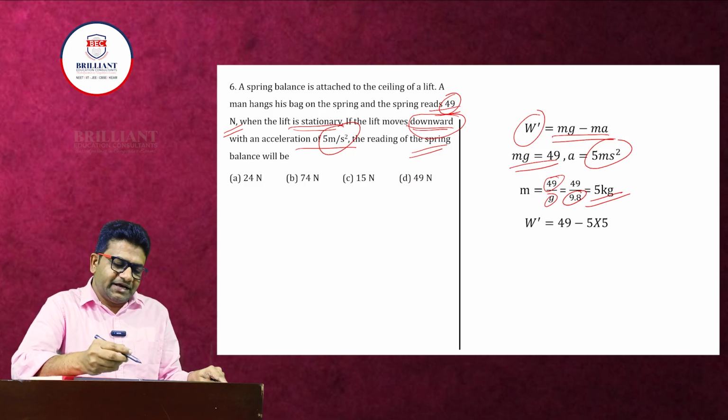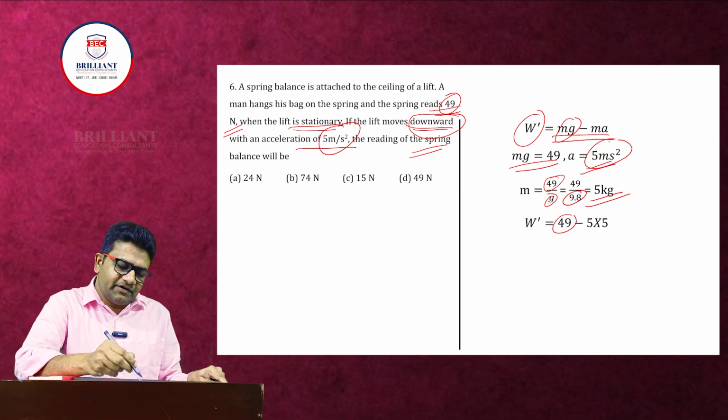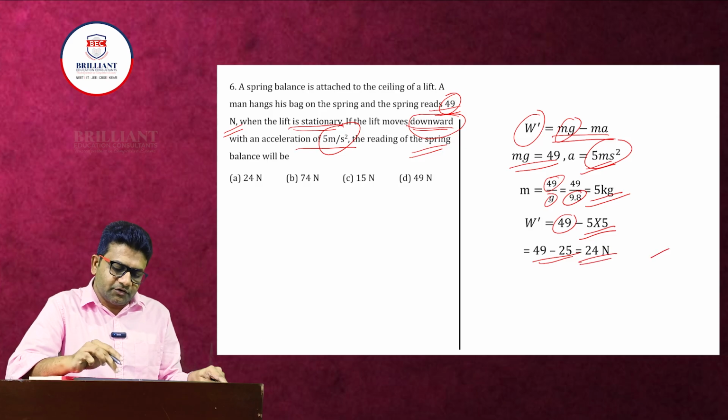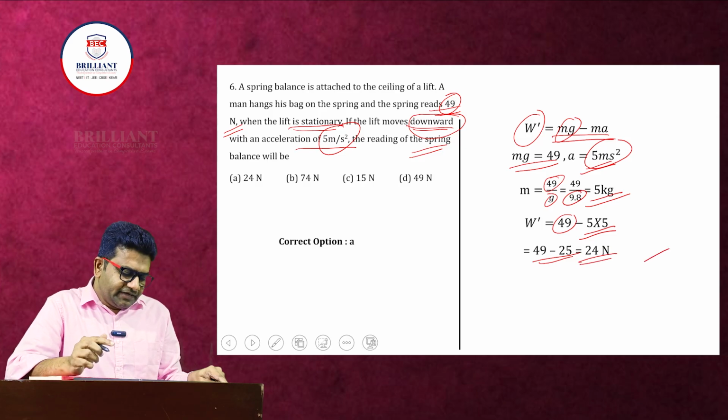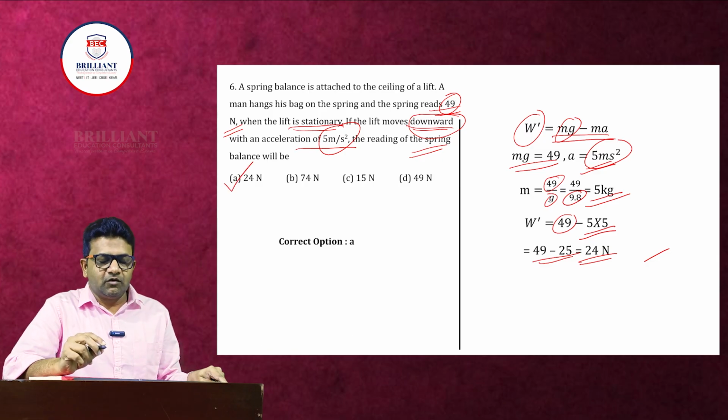Then W dash is equal to, in the above equation, mg, that is 49, minus m is 5 and a is 5, so 5 into 5. 49 minus 25 you get, so 49 minus 25 is equal to 24 Newton. So we get the correct option is A, 24 Newton. Option is A. Next question.